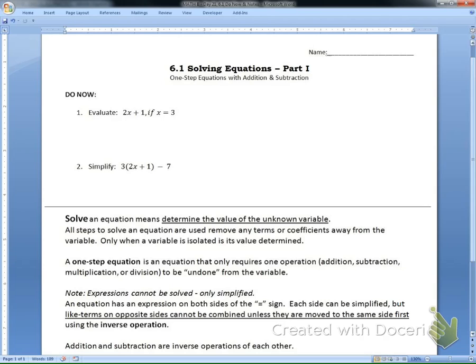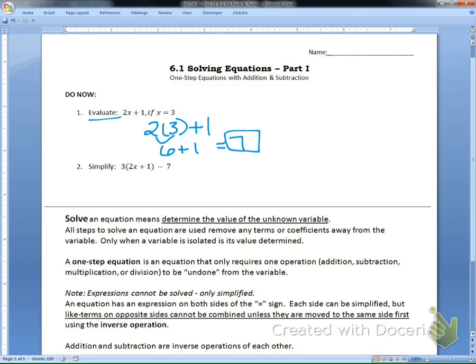Alright, in question number 1, you are asked to evaluate 2x plus 1 if x is equal to 3. If you recall, this simply means that you plug in the variable wherever you see x, you replace it with 3, and then you can simplify using the order of operations. So we do 2 times 3 equals 6 plus 1. Because we turned it into a numeric expression, you use the order of operations, and you get 7 as a final answer. So when you evaluate, your final answer should be a numeric single answer.